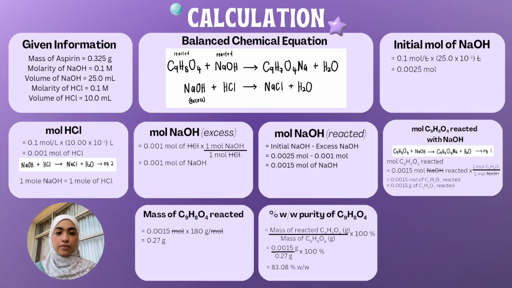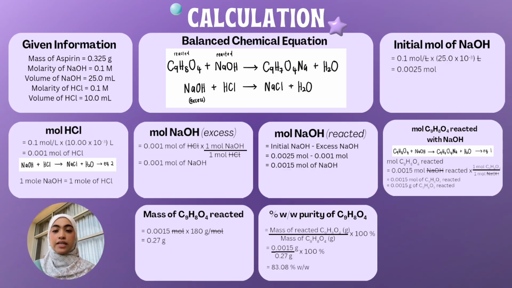Then we compare with equation 2, where 1 mole of sodium hydroxide equals 1 mole of hydrochloric acid. By that, we could calculate the mole of excess sodium hydroxide by multiplying by the 0.001 mole of hydrochloric acid, and then we got 0.001 mole of excess sodium hydroxide. Then we could calculate the mole of sodium hydroxide reacted, where we take the initial sodium hydroxide and minus the excess sodium hydroxide, and we got 0.0015 mole of sodium hydroxide.